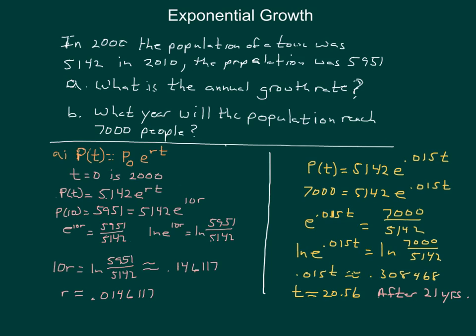So I'm going to go through like we did before, solve for the exponential. I'm going to divide by 5,142. So I get e to the 0.015t equals 7,000 over 5,142. Taking the natural log of both sides, I get that 0.015t is about equal to 0.308468. Solving for t, I get about 20.56. So I know after 21 years, my population is going to be 7,000. And because t equals 0 represented 2000, that's going to be in the year 2021.